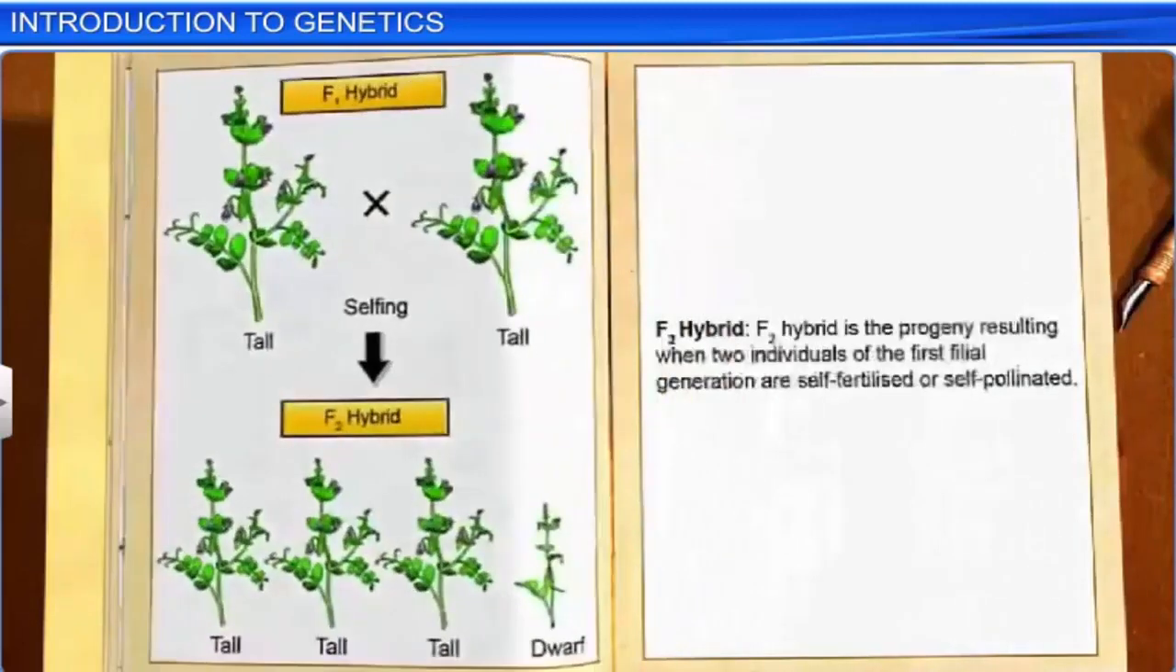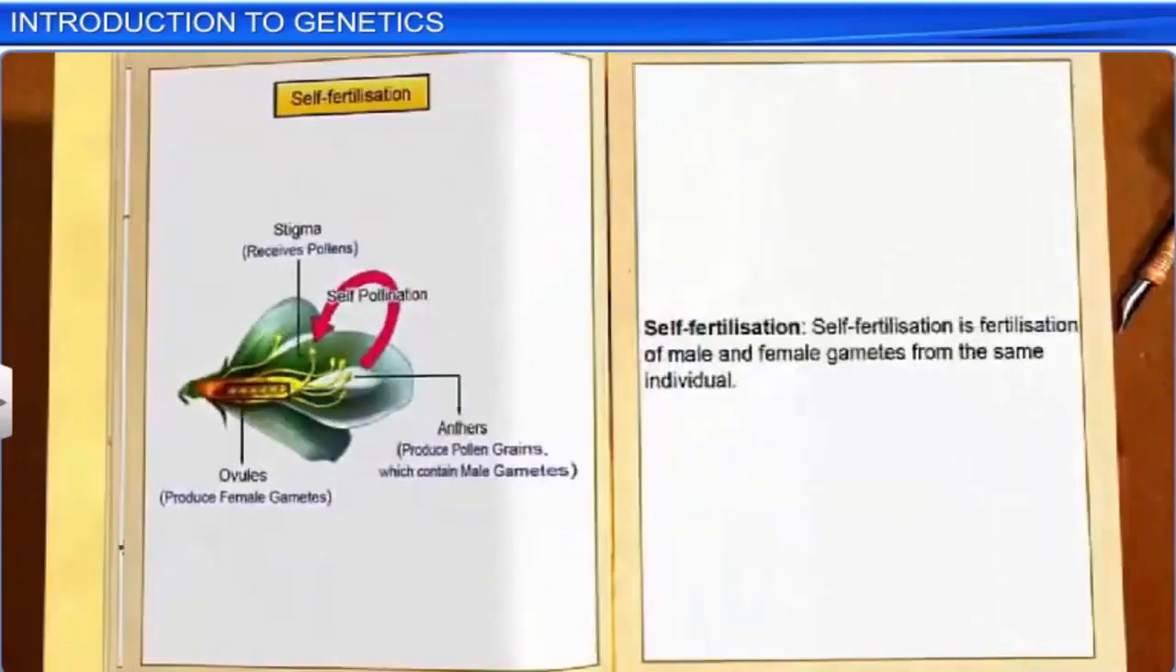When 2 individuals of the first filial generation are self-fertilized, the resulting progeny is called the second filial generation or F2 hybrid. Self-fertilization is the term used when fertilization takes place between male and female gametes from the same individual.